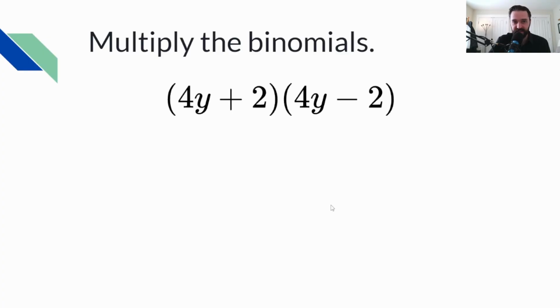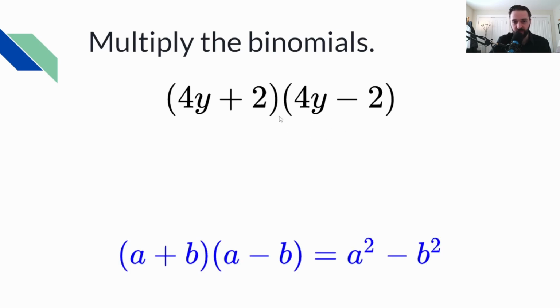Last example, we're going to multiply these binomials together. We could use FOIL to do that, or we could use the formula we derived. We have a plus b times a minus b equals a squared minus b squared. This is the difference of squares pattern. So a equals 4y and b equals 2. So we have a squared, which is 4y squared.